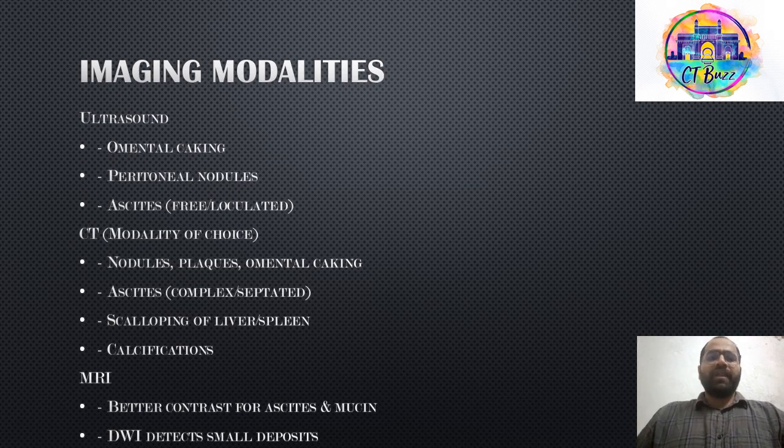Coming to the imaging modalities, on ultrasound, the features we can see are omental caking, peritoneal nodules, and ascites, which can either be free or loculated. CT being the modality of choice, we can see nodules, plaques, omental caking, ascites, which can be complex or separated, scalloping of liver and spleen, and calcifications. Whereas MRI gives better contrast for ascites and mucin, and diffusion weighted imaging detects small deposits.